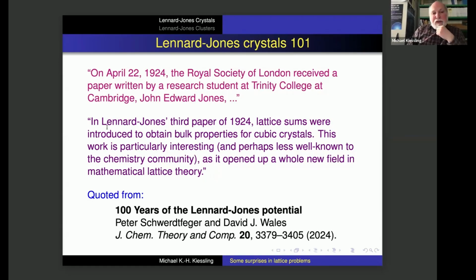Somewhat later in the introduction, you read: in Lennard-Jones's third paper of 1924, so still 101 years ago, lattice sums were introduced to obtain bulk properties for cubic crystals. This work is particularly interesting and perhaps less well known to the chemistry community, as it opened up a whole new field in mathematical lattice theory. I quoted this from the paper by Peter Schwerdtfeger and David Wales, titled 100 Years of the Lennard-Jones Potential, published in 2024.